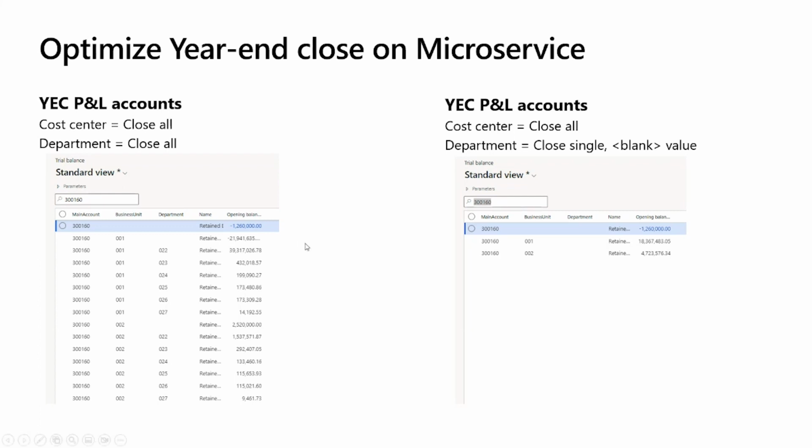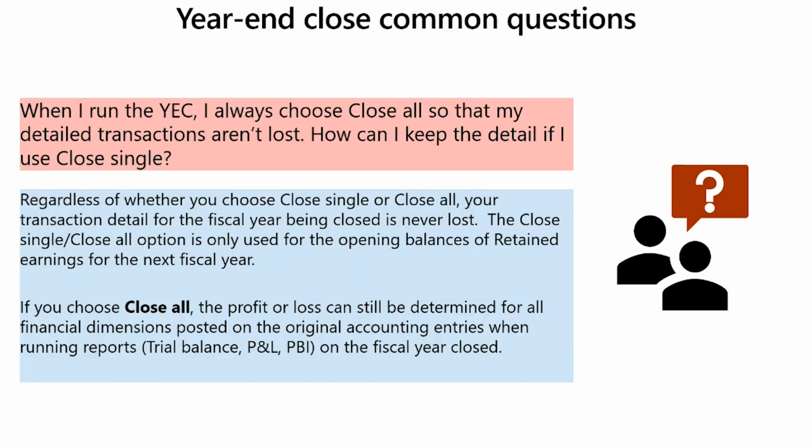The only thing you're doing is losing that detail when we summarize it to create the retained earnings account balances for the opening balances. So you really are not losing the detail. It's still there on your P&L for the year you closed. You're simply summarizing it for retained earnings. Hopefully that helps clarify that you can still get the detail you really need for your financial statements.